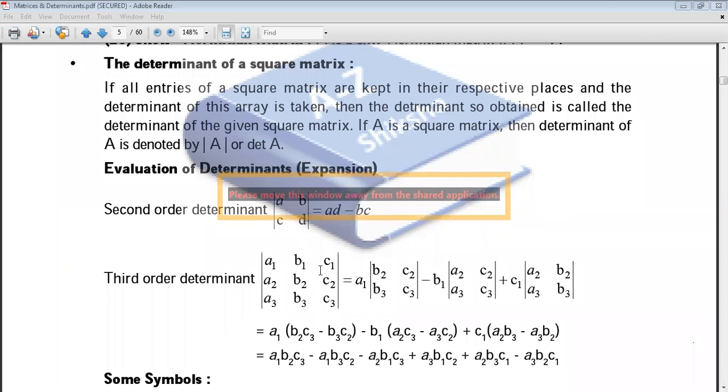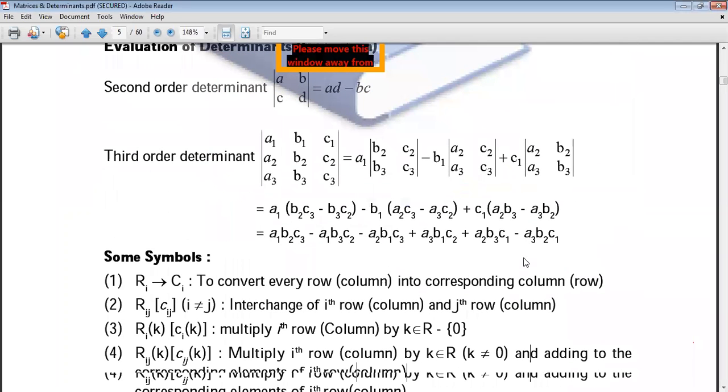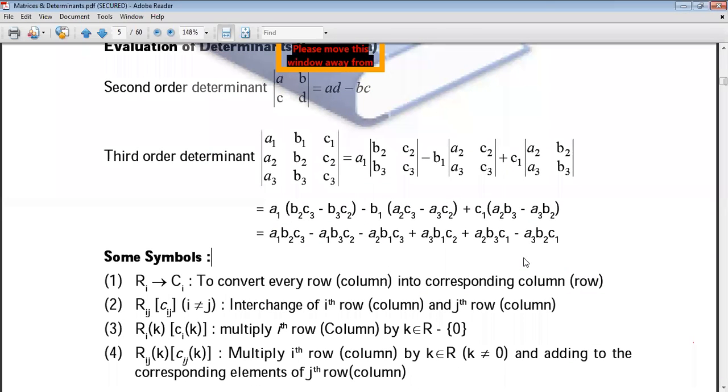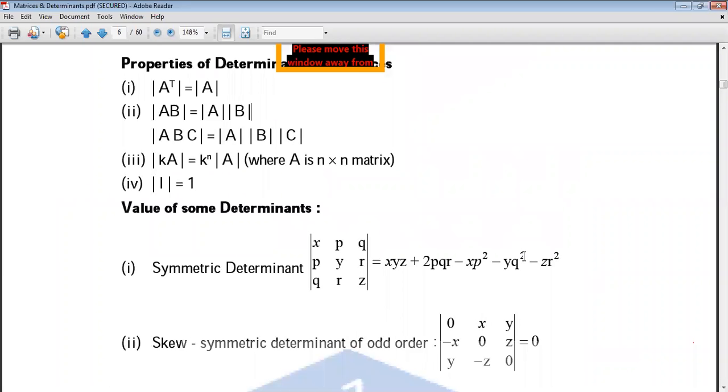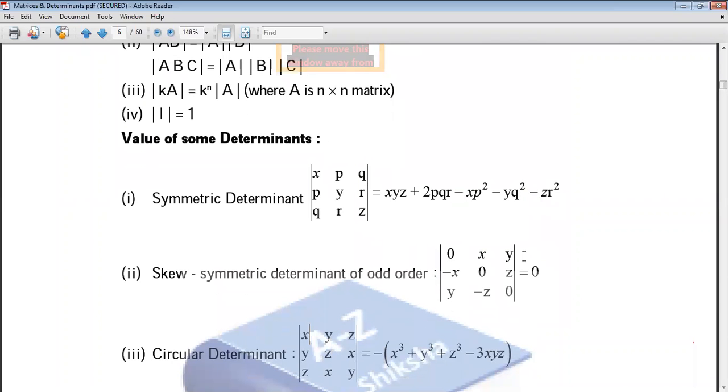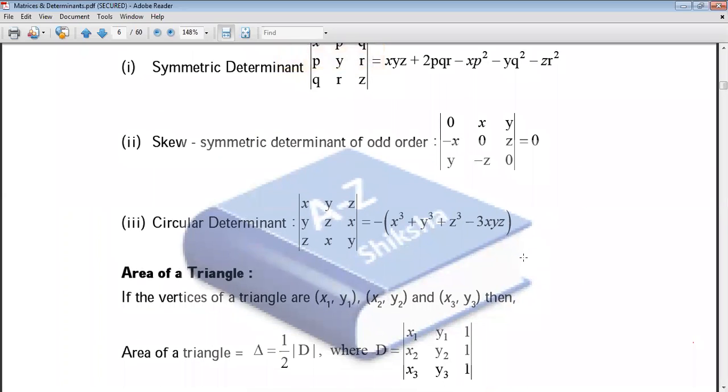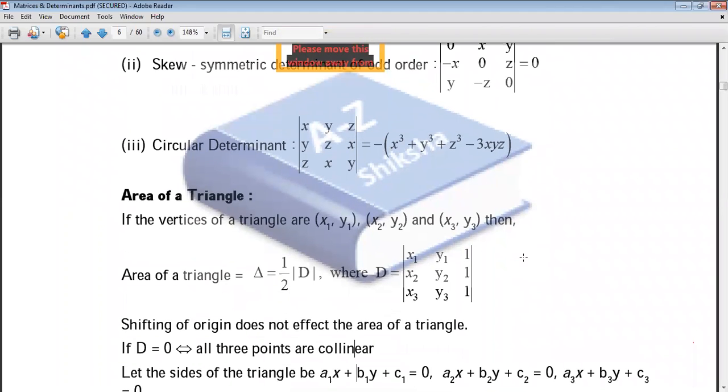Okay. Now see, some symbols are there. It's not necessary actually. Properties also not necessary. हम लोग को ये सब नहीं चाहिए, properties वगैरह. Okay, this thing we will need. Hello, am I audible?